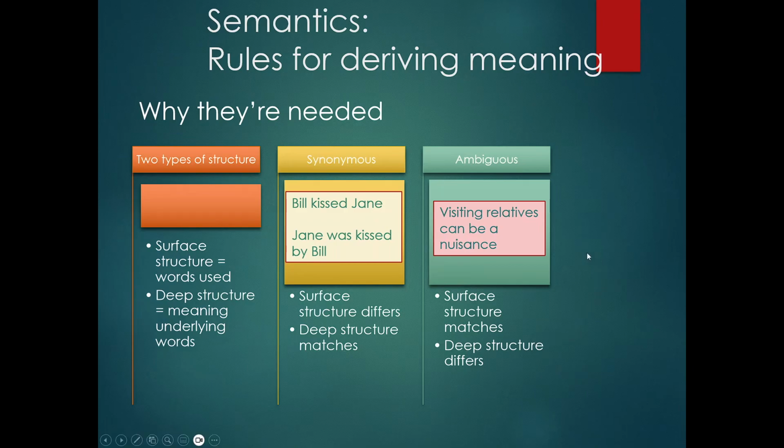And so this is one of the reasons why semantics are so important. We need to have things like context to fall back on to help us to understand, especially in these ambiguous kinds of structures.